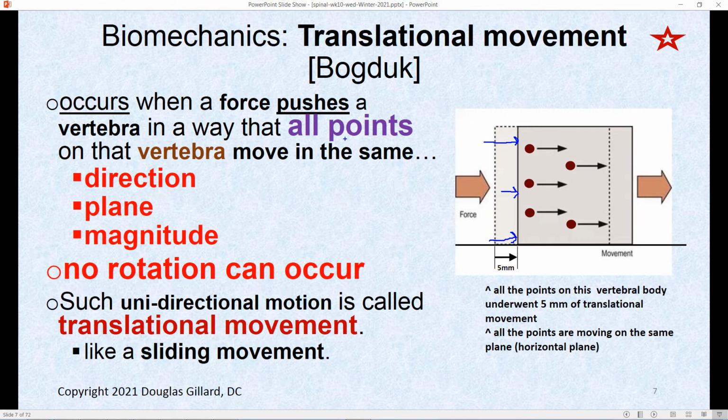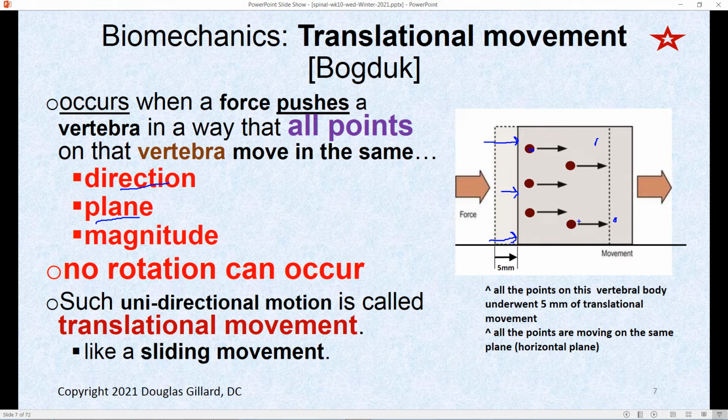When those forces all push in the same direction, you get a translation. The vertebrae will move in the same direction, in the same plane. If you select any point on this vertebrae, in a translational movement, that point will move exactly the same direction. So this moved 5 millimeters. Every one of these points will move 5 millimeters.